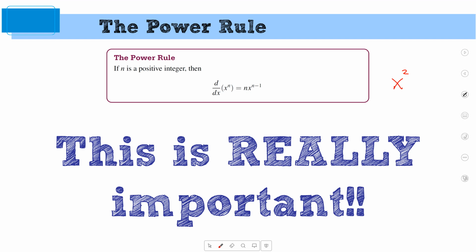Okay, I'll say it again. Bring the exponent down, reduce the exponent by 1. Bring the 2 down, reduce it by 1. 2x to the first. Yeah? It was like 2x squared, but then it would be like 4x. Oh, we'll get there. Yes, yes. Slow your roll.